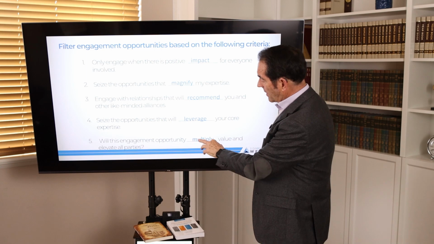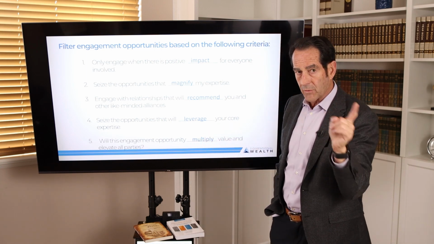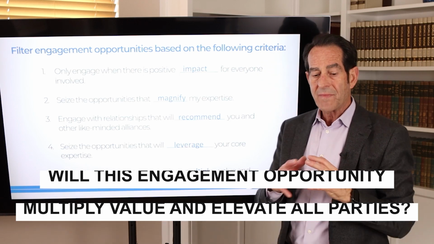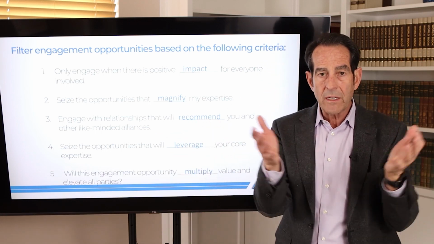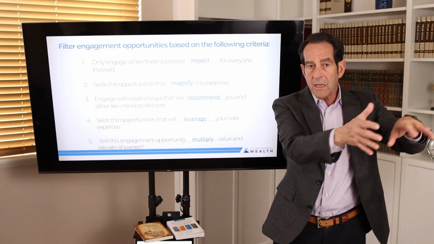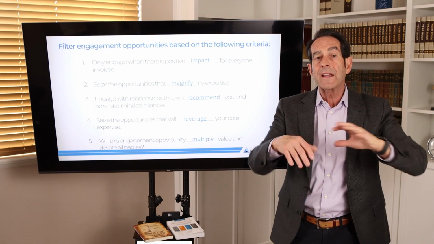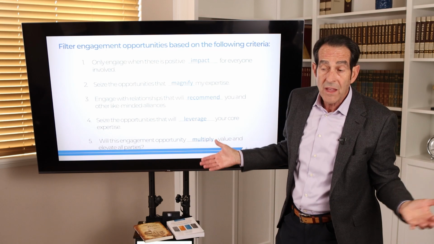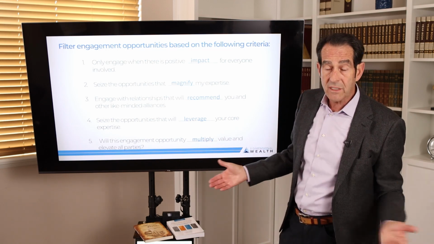And the last thing I rank on a scale of -1 to +5 is: is this engagement opportunity going to multiply? In other words, is the whole going to become greater than the sum of the parts? What I can benefit from this and what the person I'm speaking for or engaging with can benefit, so that everybody's better off. And I teach this to orthodontists, realtors, accountants, attorneys.